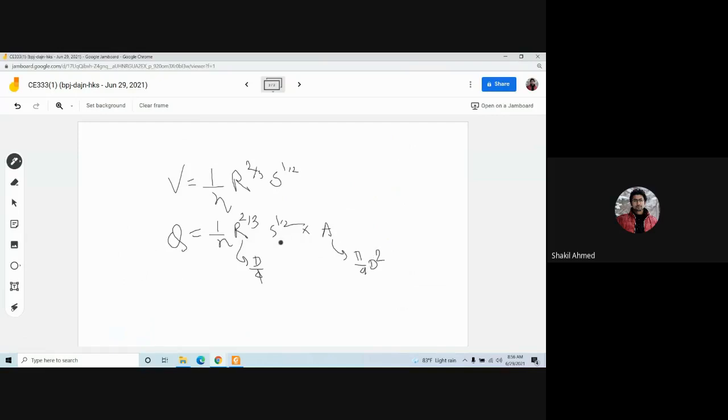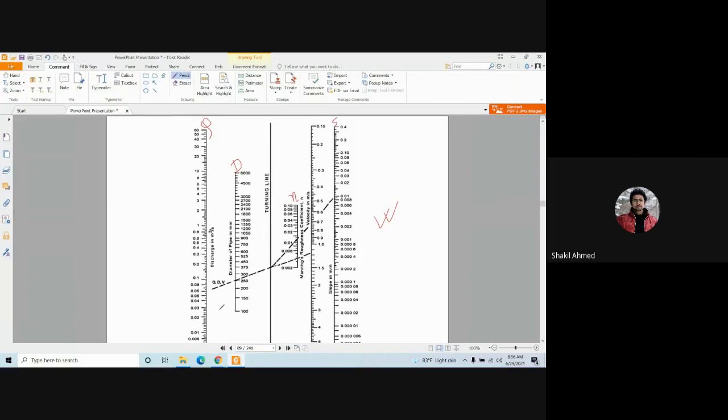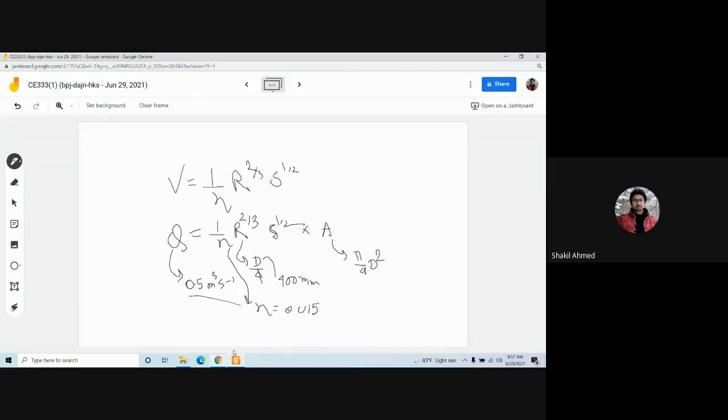Now, if I tell you that I have a pipe diameter of 400 millimeter, I need a discharge of 0.5 meter cube per second. Are you following me? Yes, sir. I have a diameter of 400 millimeter. I need a discharge of 0.5 meter cube per second. I have n equals 0.015. Now, what would be the slope to generate this discharge with this n and this D? Okay, so you go to Q, for example, any value. Maybe this is here, 0.06. Let's say this is 0.06.